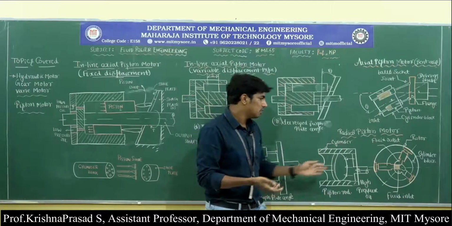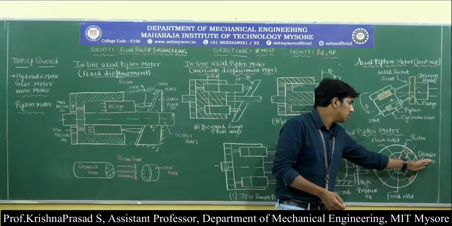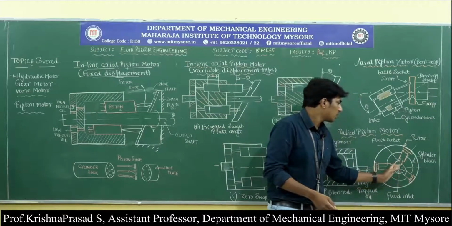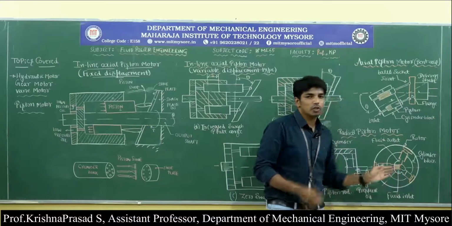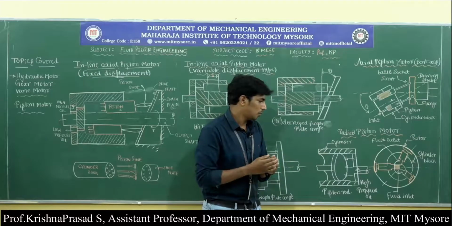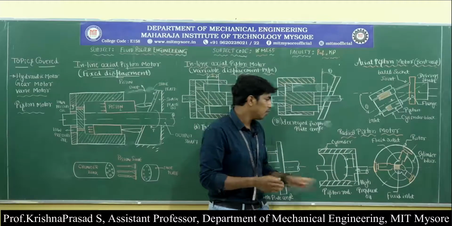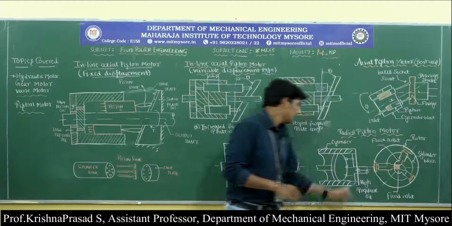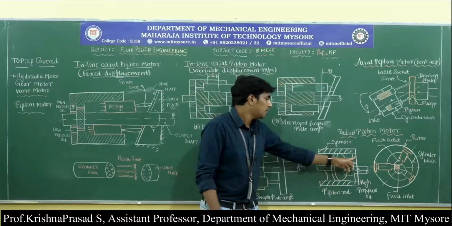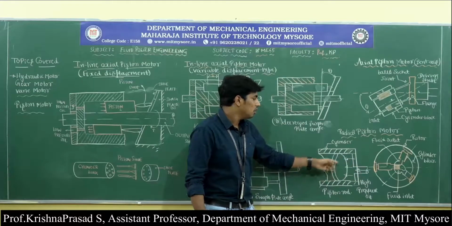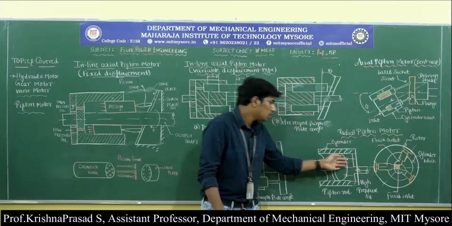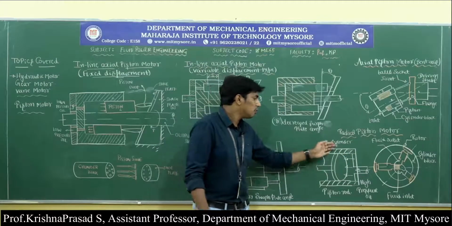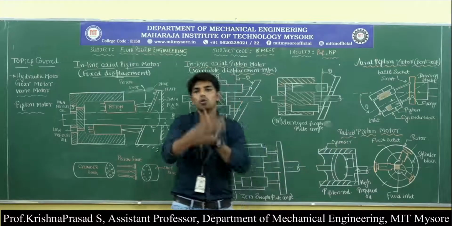So what are the parts? Again, it contains the cylinder block and the rotor, and the rotor has radial slots through which the piston reciprocates in and out. Then the working is very simple. When highly pressurized fluid enters the inlet, it exerts force on the piston, and this pushes the piston outwards. Whenever the piston pushes outwards, the cylinder block containing the piston is going to rotate.